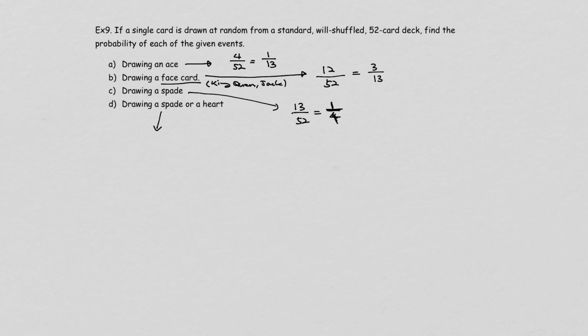The last one is asking drawing a spade or a heart. So how many spades do we have? 13. Hearts also 13. Or means you're adding those. So 13 plus 13, you get 26. So it will be 26 out of 52, which is going to be half of it. So this is how you're going to find simple probabilities from some of the word problems.